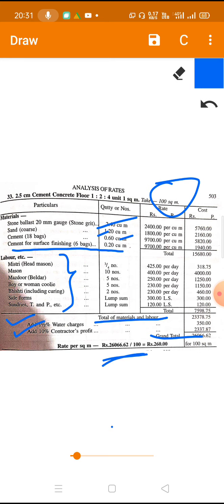So flooring PCC is measured when thickness is given. Thickness is given as 2.5. I have already mentioned this in the unit chapter, that whenever we measure PCC in flooring and the thickness of the floor is given, then the unit of measurement is meter square. So we are going to find out the flooring PCC rate per meter square. This is the total amount. Divide the grand total amount by 100, which is the floor area, to find out the rate per meter square, which is 260 rupees. This is the total rate of PCC per meter square.